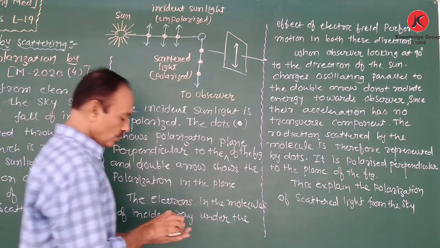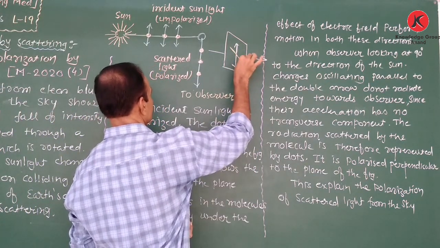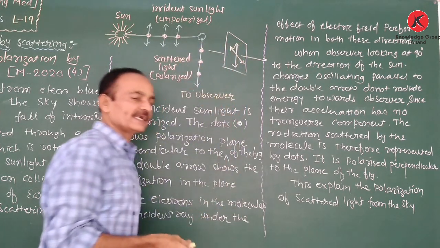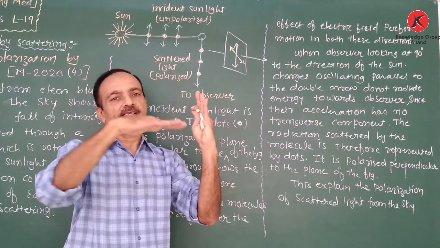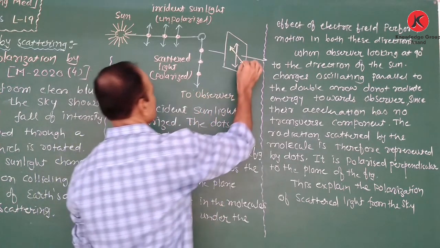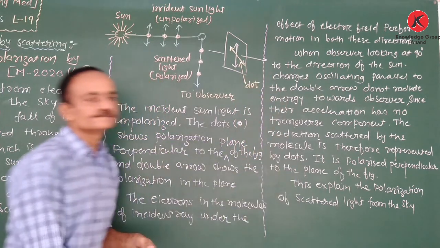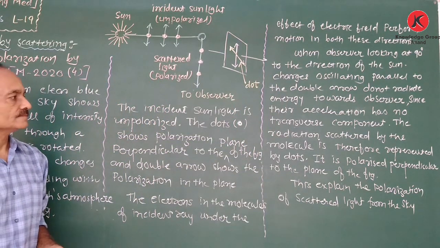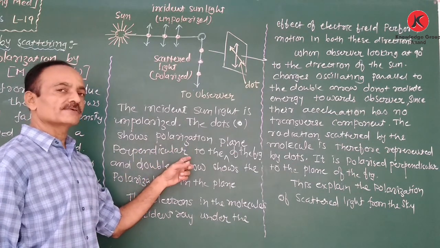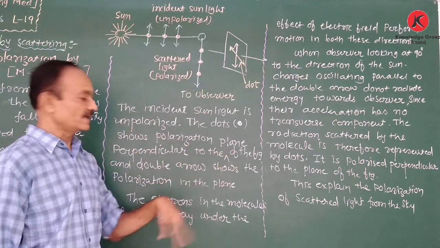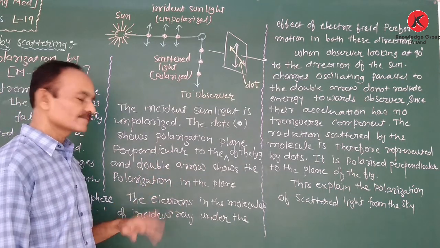Now the dot represents the oscillation of the electric field vector perpendicular to this plane. So the dot shows the polarization perpendicular to the plane of the figure, and the double arrow shows the polarization in the plane.